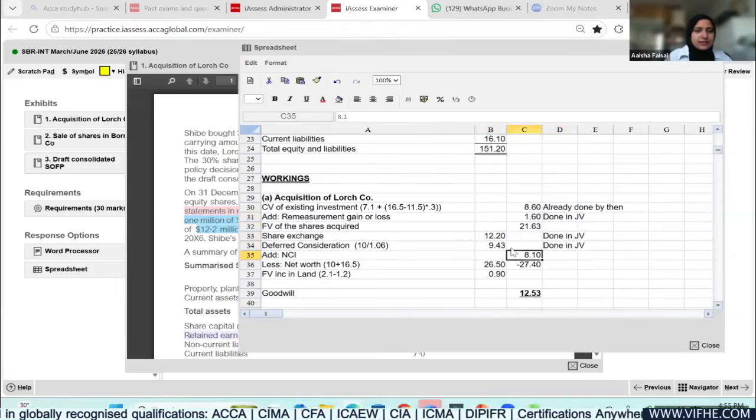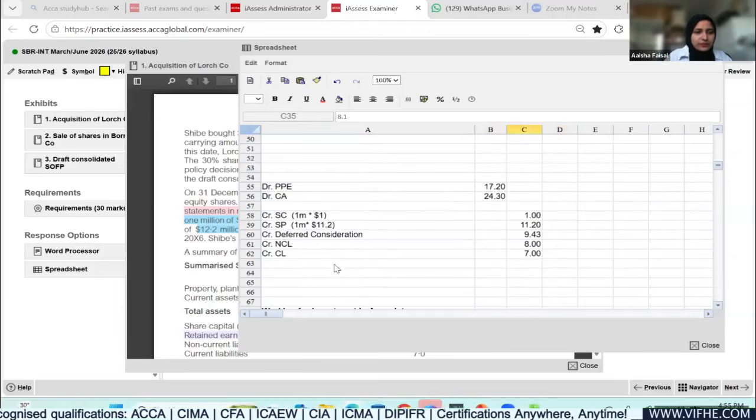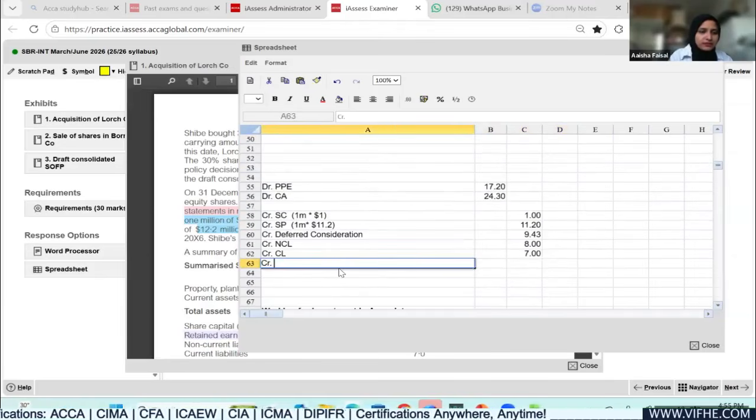The NCI. The NCI recording, did we do it in a JV? No, we didn't. So record the NCI, because they must have missed recording the NCI as well.